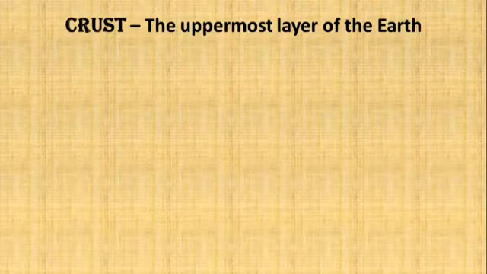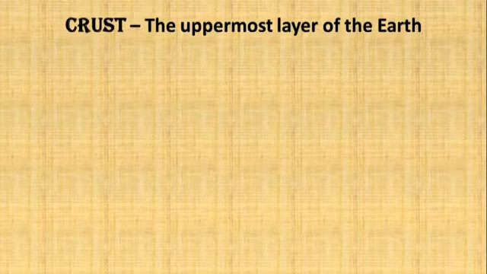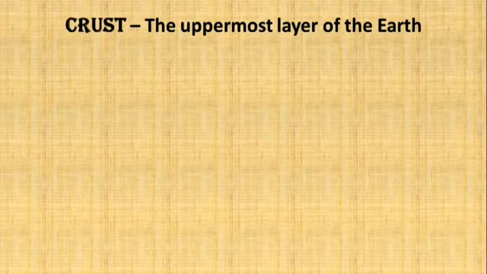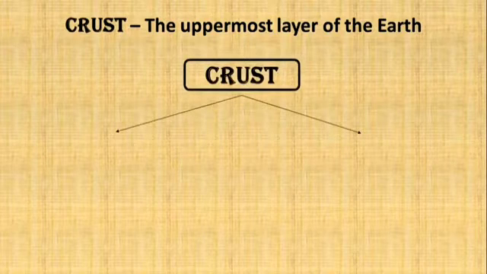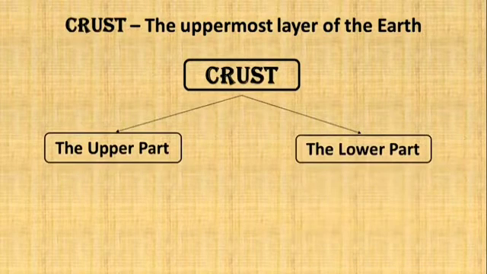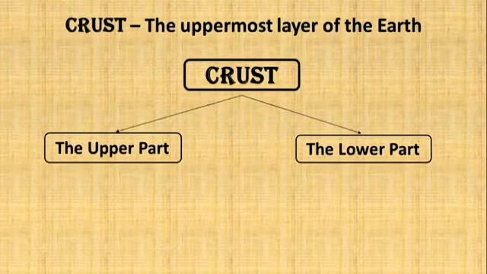Let's see about the crust in detail. The crust is the uppermost layer of the Earth. It consists of both continental mass, that is land mass, and oceanic floors. The crust consists of two parts, the upper part and the lower part, where the upper part consists of granite rocks and forms the continents.